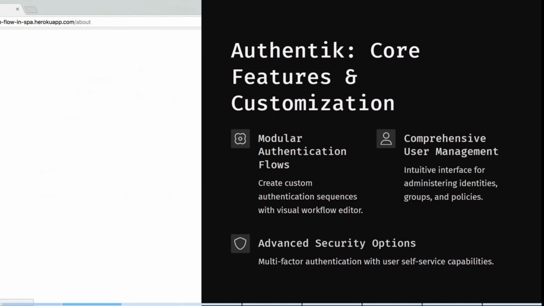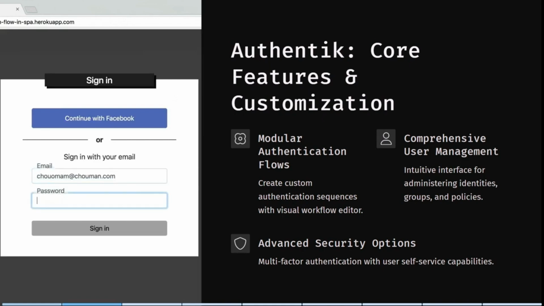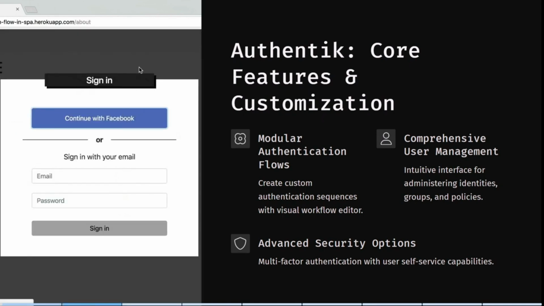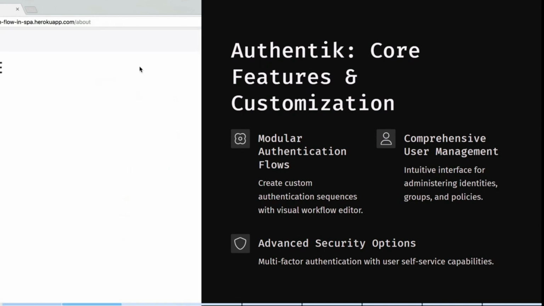Authentik also offers modular authentication flows, so you can create custom authentication sequences with visual workflow editors. You have an intuitive interface for administering identities, groups, or even policies. And it has multi-factor authentication with user self-service capabilities, which is of course also fantastic.